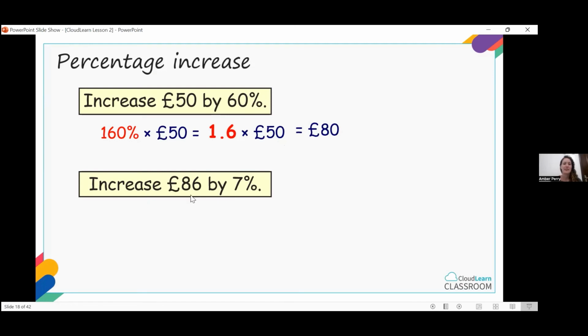If I want to increase £86 by 7%, this is where you've got to be super careful, because lots of people are going to go 1.7 here. Have a think about what that should be. What should that decimal be?